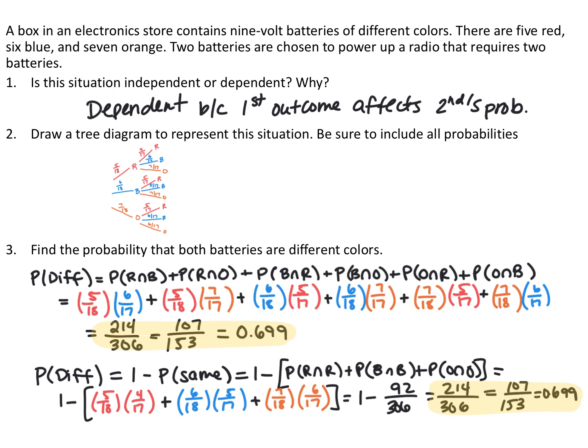The other way I thought about it was that being different is the complement, or the opposite, of being the same. So the probability of them being different was 1 minus the probability of them being the same. And there's only 3 ways they can be the same: red and red, blue and blue, orange and orange. So then I added those up and subtracted from 1. So it's a slightly simpler calculation if you can keep in mind that complement.